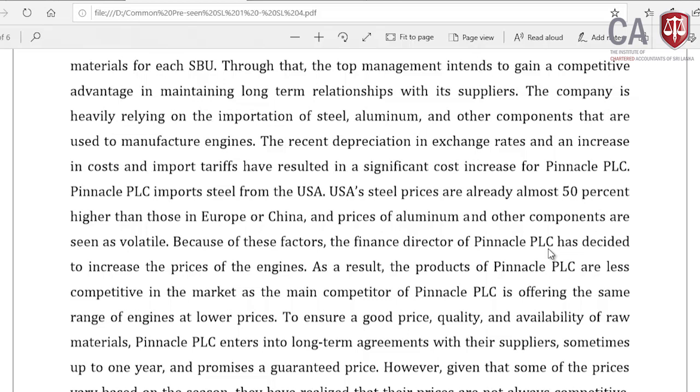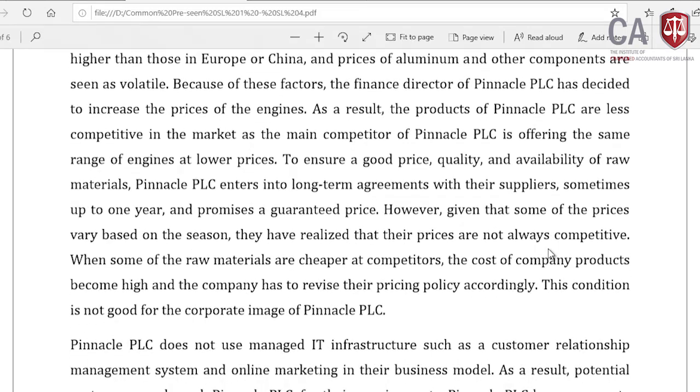What is the purpose? By signing an agreement, we want to get the raw material at a fixed price for a future period, for example, in this scenario a 1 year period. However, given that some of the prices vary based on the season, they have realized that their prices are not always competitive. Sometimes the actual world market price may be low, but our price may be high because we have already signed an agreement to buy the goods at a fixed price. That may not be a probable option.